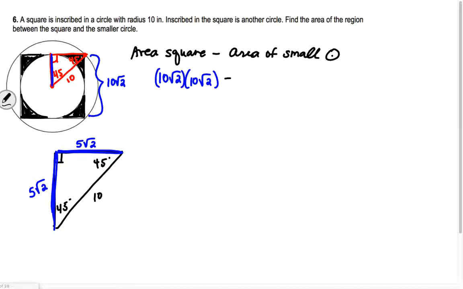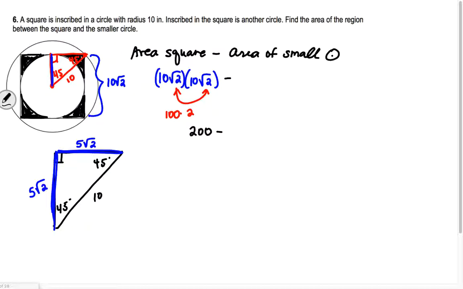Close. He says 400, not quite 400. 200, because the √2 times √2 becomes 2. The 10 times 10 is 100, so we have 100 times 2. So yeah, we have 200 minus the area of the small circle. Oh man, the area of the small circle.